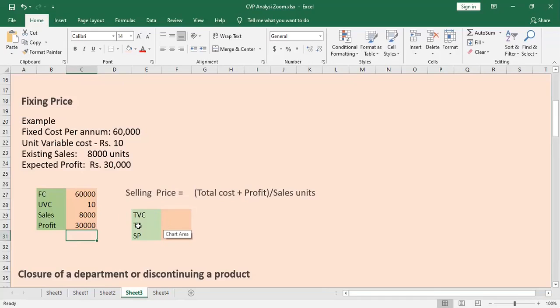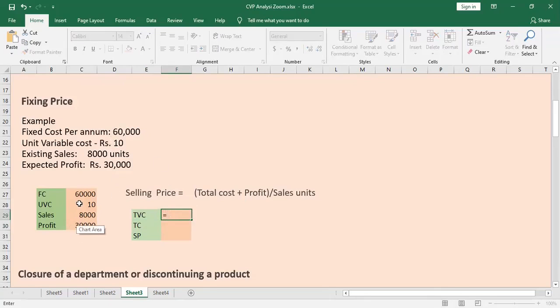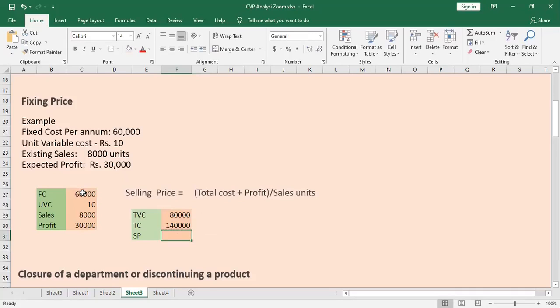So how do you calculate total cost? To calculate total cost, you need total fixed cost and total variable cost. We already have the total fixed cost, that is 60,000. So you need to calculate total variable cost, which is very easy. You have unit variable cost 10 rupees multiplied by sales units, that is 8,000 units. So you are getting 80,000 as your total variable cost. Then you can calculate total cost: 80,000, that is total variable cost, plus fixed cost, that is 60,000. So your total cost would be 140,000 rupees.